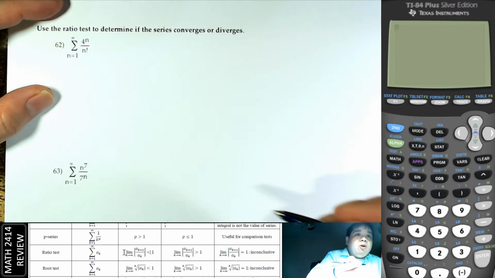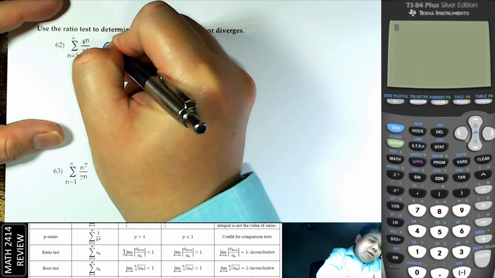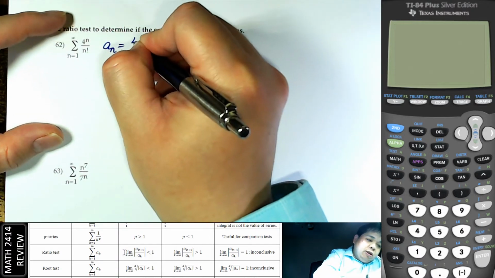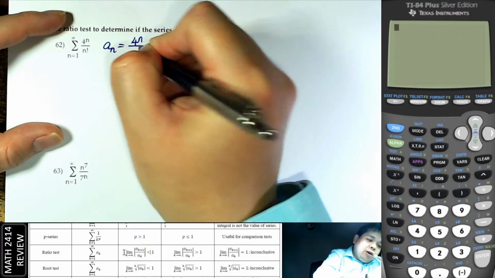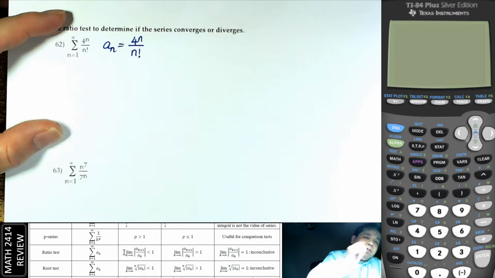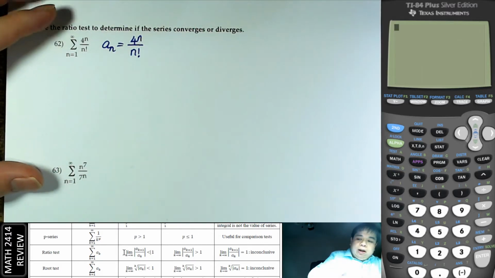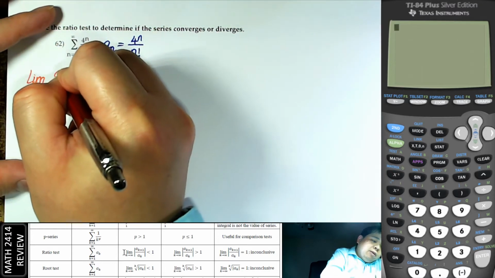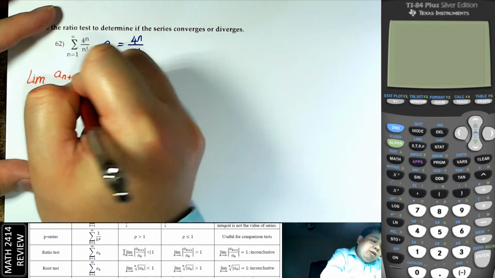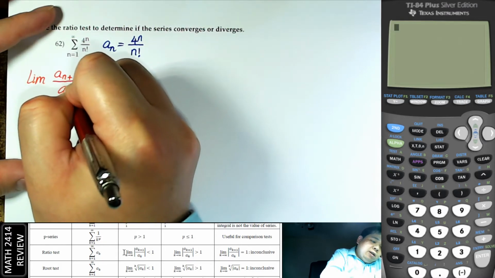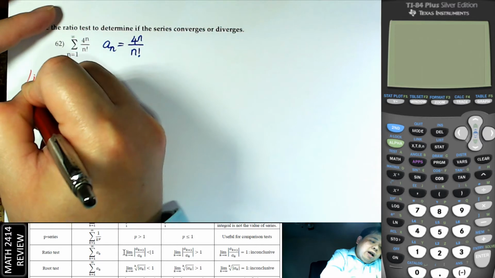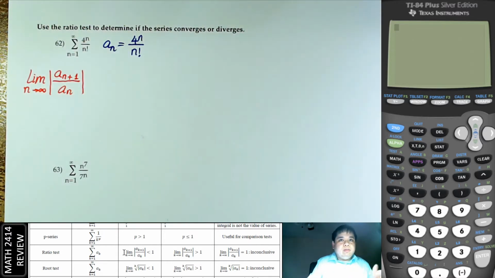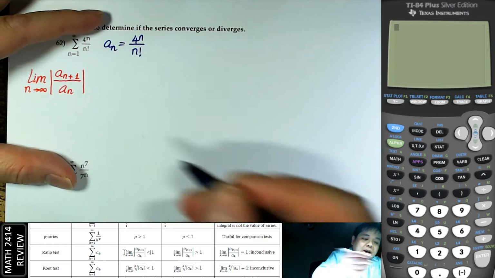So first of all, let's write down what is the term. So a sub n is going to be 4 to the n over n factorial. Right. The ratio test is we take the ratio of the next term divided by this term and take the index goes to infinity, and we just take the ratio with absolute values.